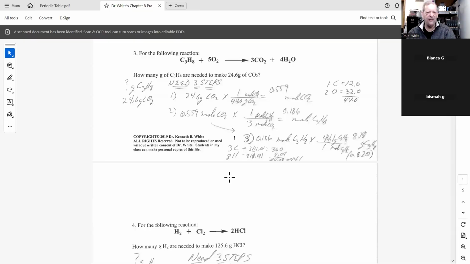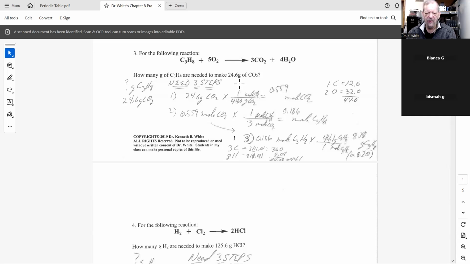All right, and what I'm showing you is Chapter 8, practice problems. And the question is right here, for the following reaction, C3H8, by the way, that's propane, the stuff in the white container for your barbecue, reacting with oxygen to give carbon dioxide and water. And the question is, how many grams of C3H8 are needed to make 24.6 grams of CO2?